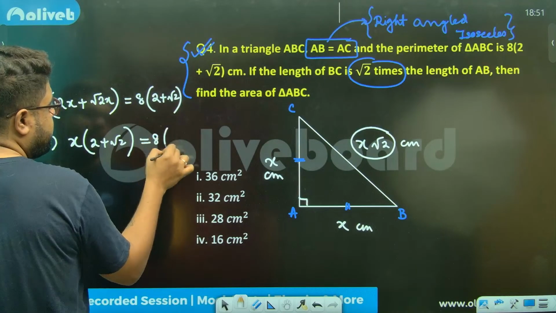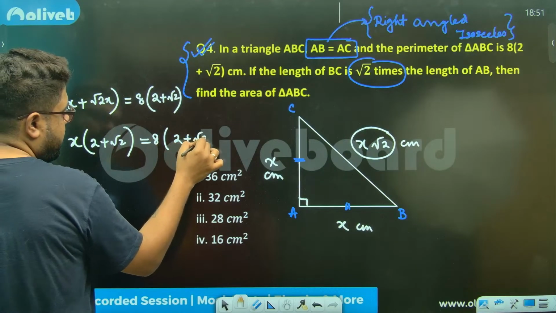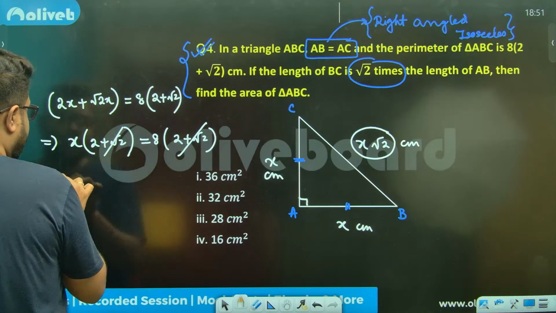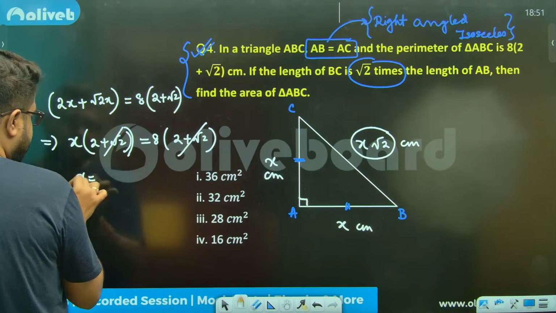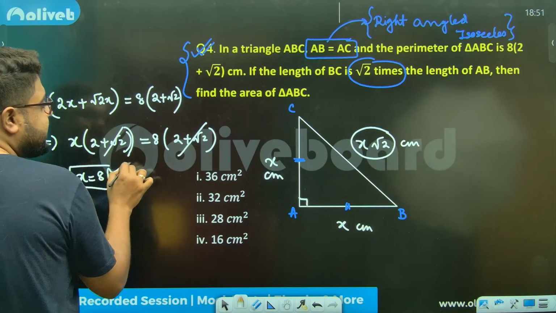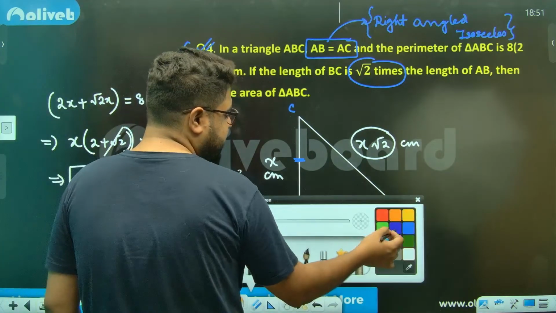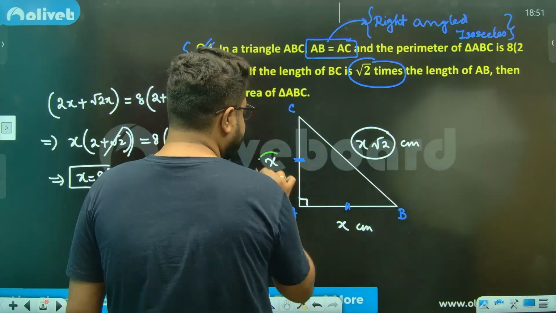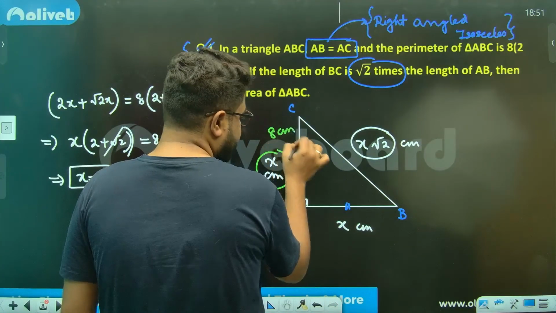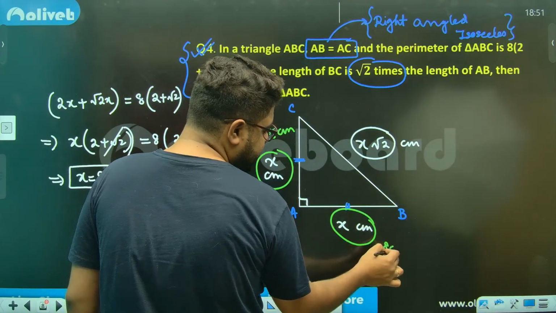It is 8 into... So x becomes 8, sir. Now once x becomes 8, you see the whole question just opens up. This is 8, this is 8.